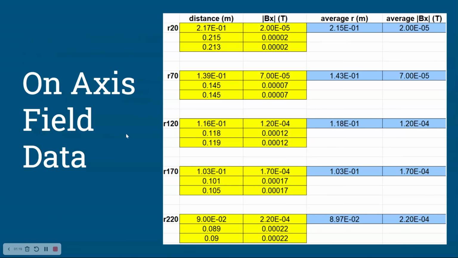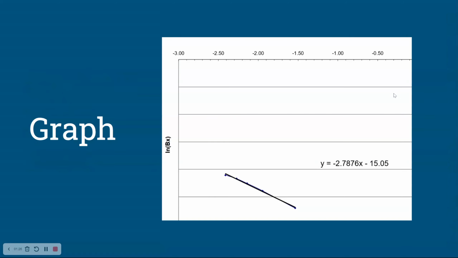So on-axis field data, this is what I used in the Excel spreadsheet, just some of the data for that. You can take a look if you want. And then here's the graph. This linearized the data that we got from that, and we came up with the line y equals negative 2.7876x minus 15.05.